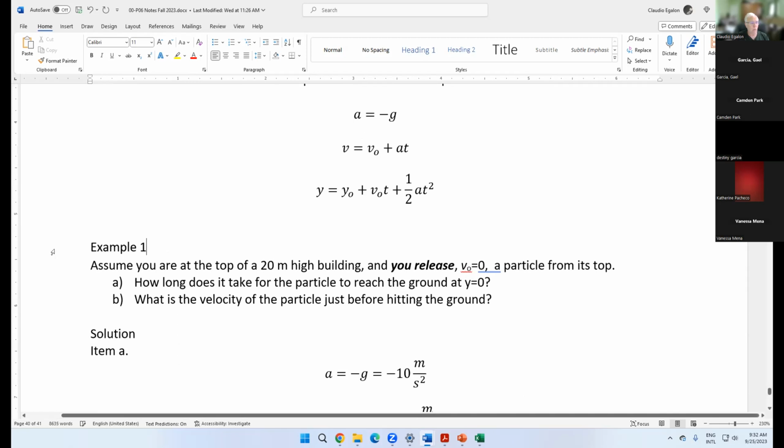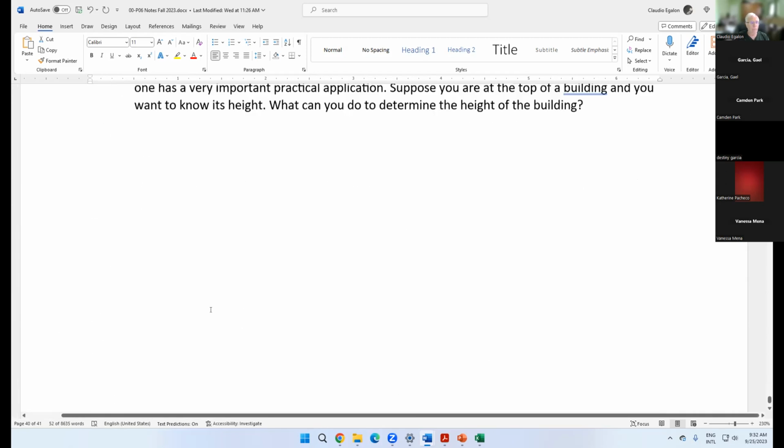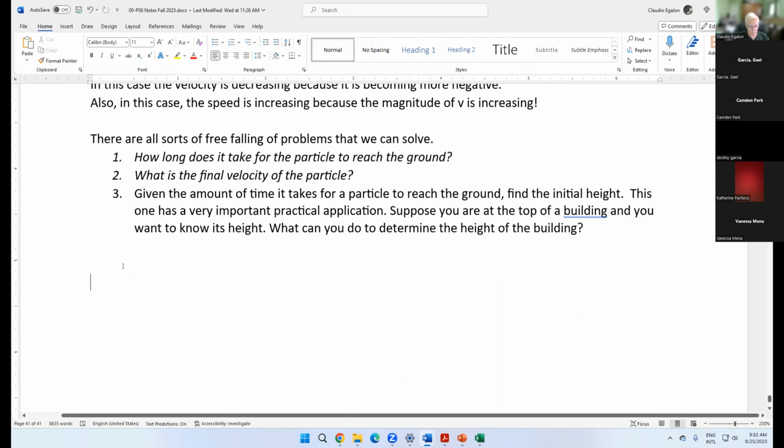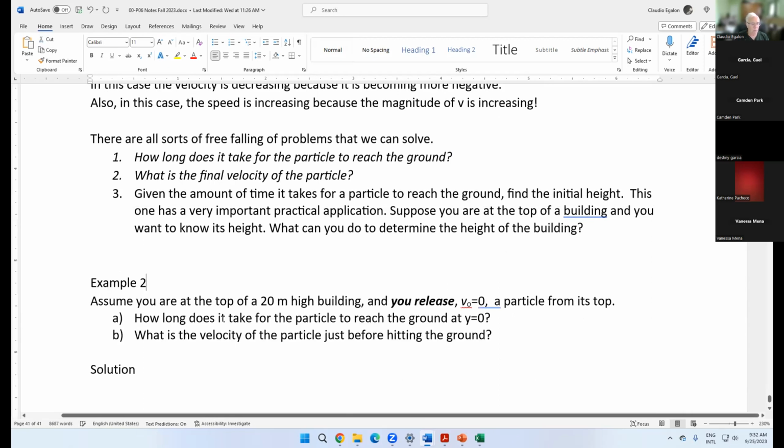Let's put it here, example 1. Now, example 2. You are at the top of a building.